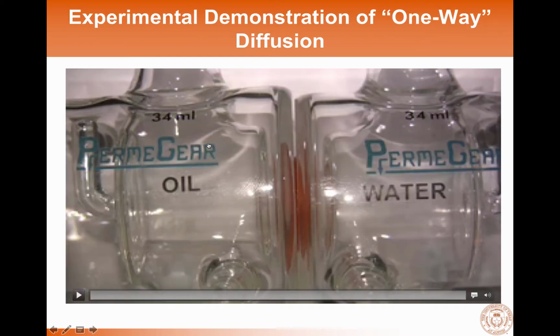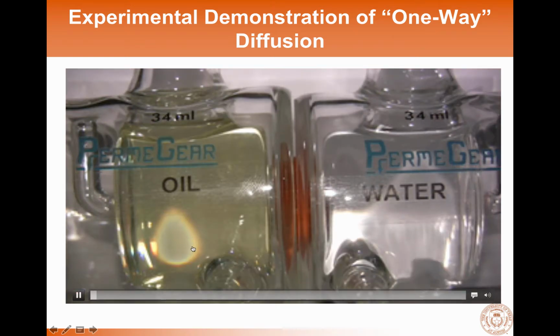So this is a diffusion cell device. Here's my polydimethyl siloxane membrane with a red Sudan 4 dye in it, and I'm going to put vegetable oil on this side and water on this side, and watch what happens in this time-lapse photo. You see the stir bars in the diffusion cell going here to keep everything well mixed.